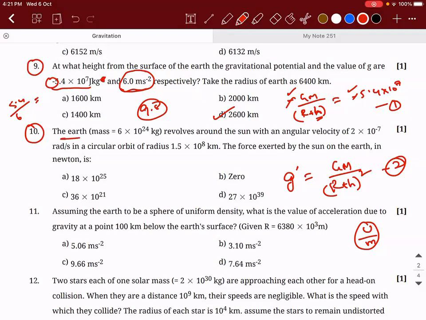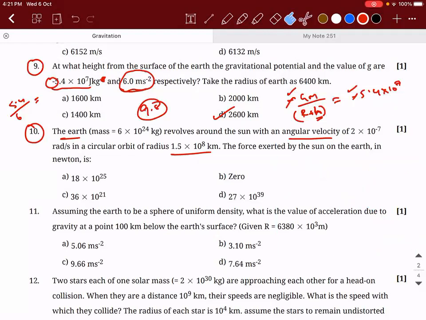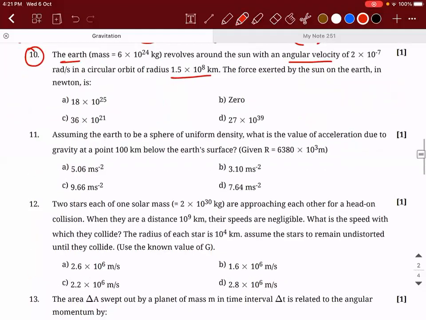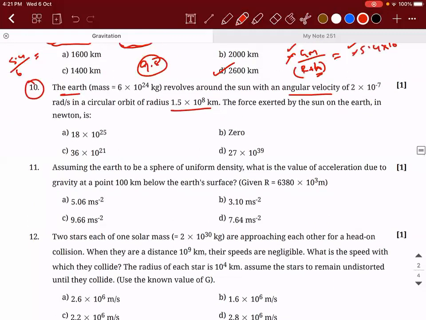Tenth one. The Earth revolves around the sun with an angular velocity of this much value in a circular orbit of this much radius. The force exerted by the sun on the Earth in Newton is? So what is the formula? What is the force exerted by the sun on the Earth? M omega square. Sir, m a omega square. Right? Think and tell me that. F is equal to mv square by r. It exerts a centripetal force, and we know that V is equal to r omega.